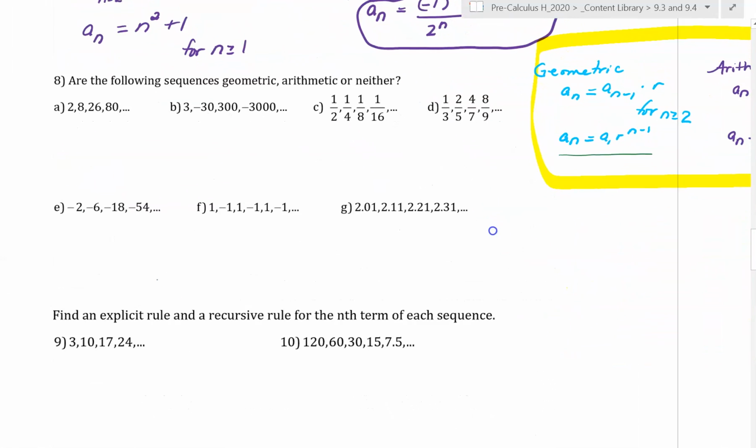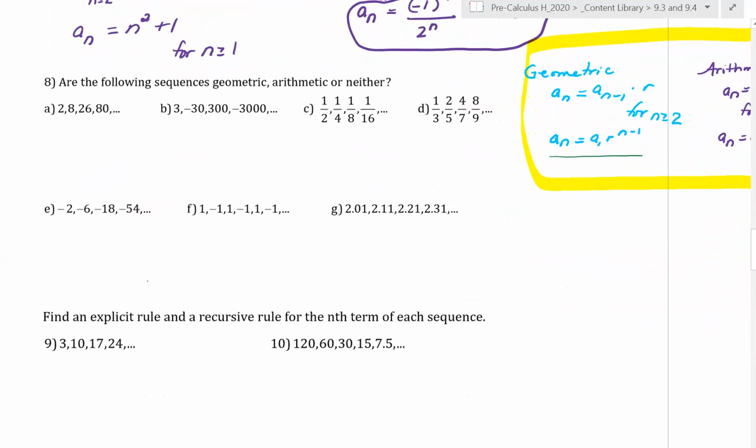What I would like you to do is think about each one of these sequences and decide: arithmetic, geometric, or neither. So go ahead and pause the video and do that now. All right, why don't we talk about A and D, because they were neither.